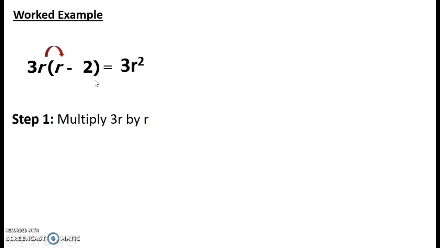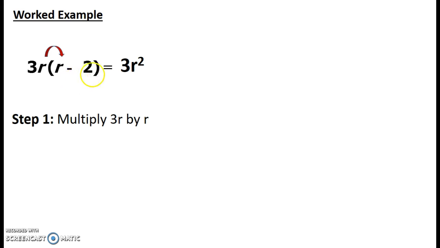3R again is exactly the same as the previous example that we did. 3R multiplied by R would give you, as simple as, 3R squared. Remember, when you multiply two letters together, you get squared. So R times R will give you R squared, and B times B will give you B squared, C times C will give you C squared, and so on.